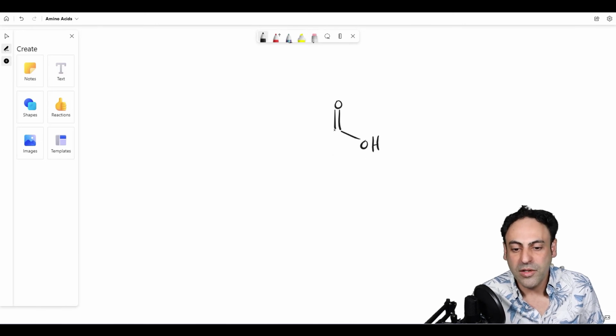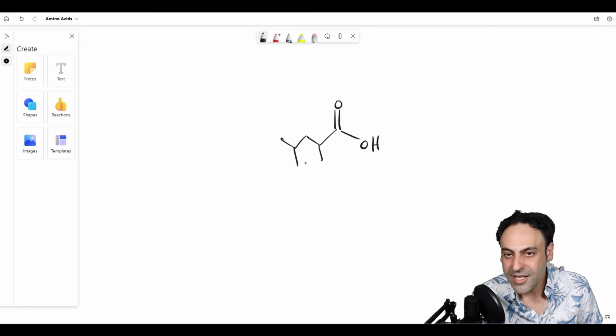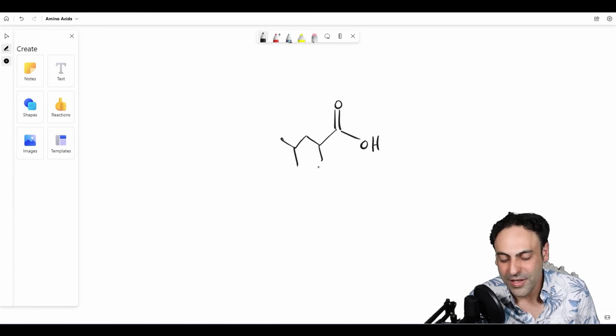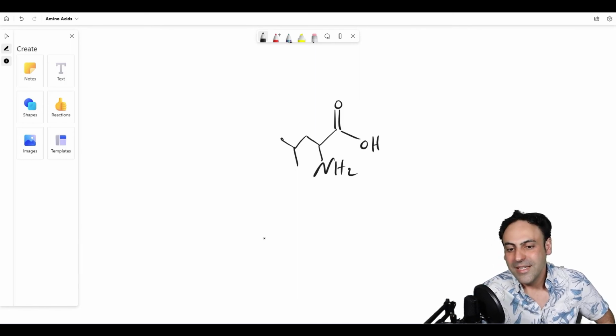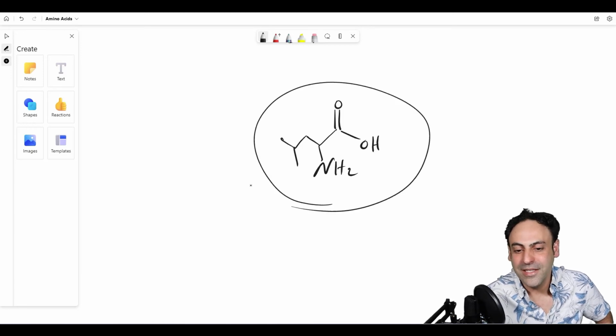When you just draw these two Ys over here, this is exactly the structure of leucine. The only thing that you need to add is the amine group, which you're going to add over here. This is exactly the structure of leucine.